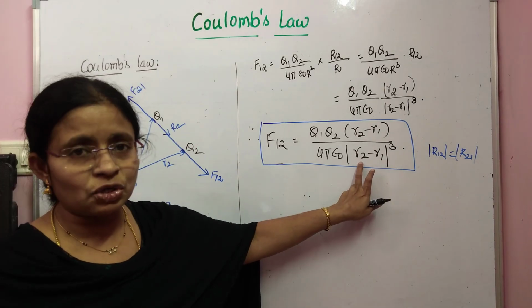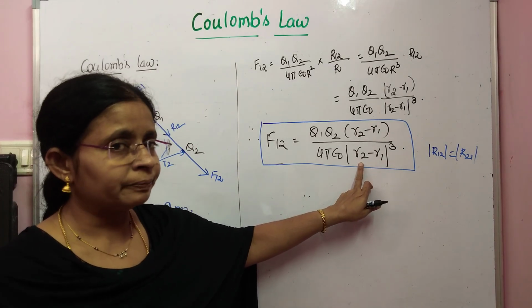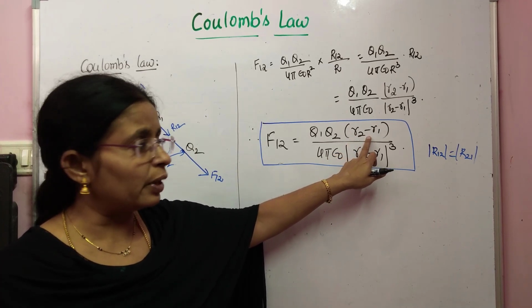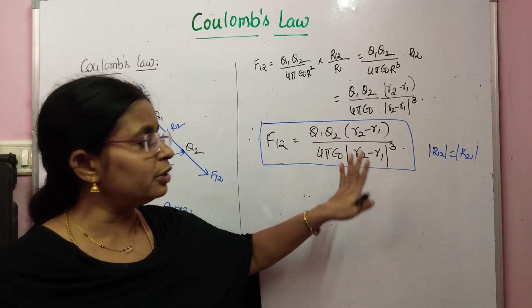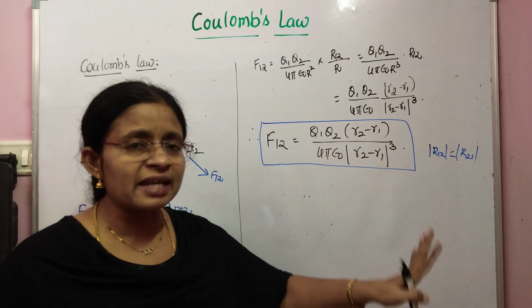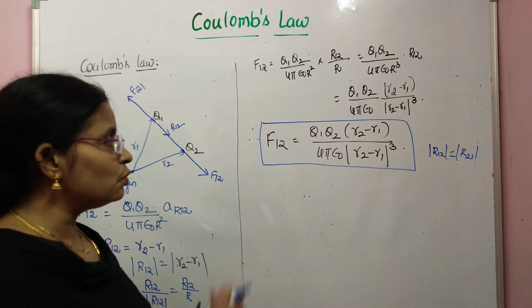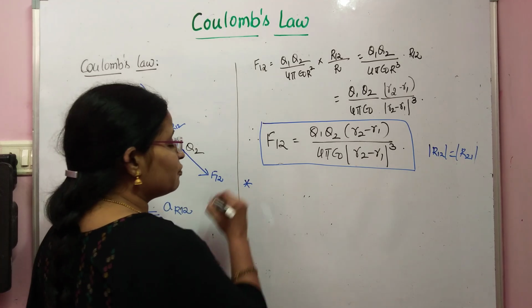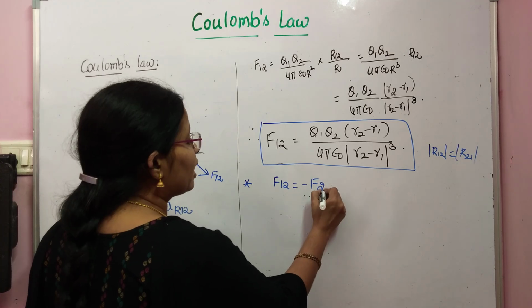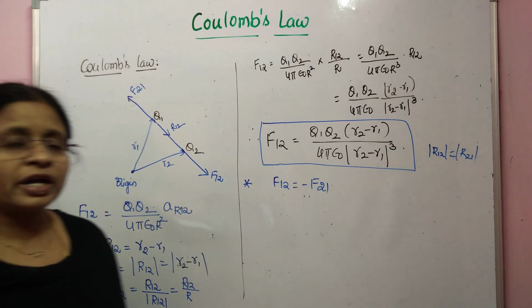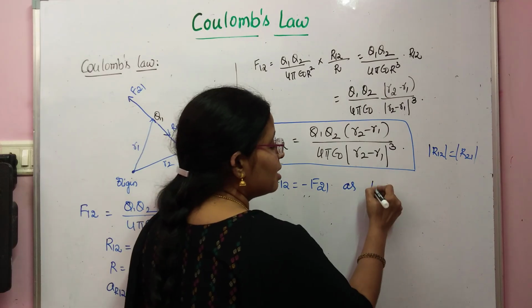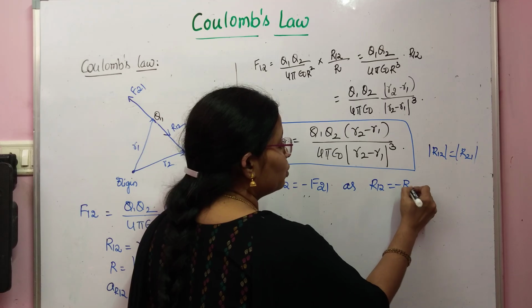The denominator part is the magnitude. But in the case of F12, the numerator consists of R2 minus R1, while in the case of F21, the numerator consists of R1 minus R2. The rest of the terms are the same. That is the reason you can write the first important point: F12 is equal to minus F21. Just the sign is different but the magnitudes are the same. R12 is equal to minus R21.